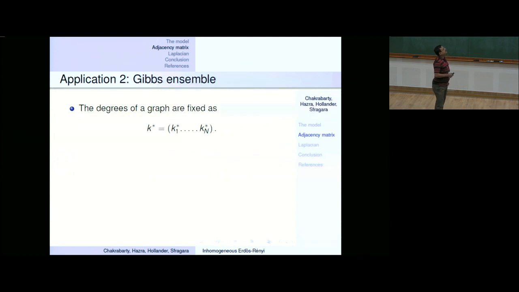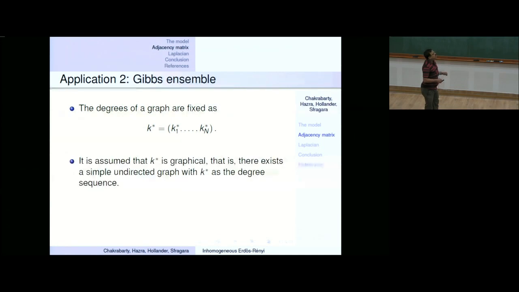The other application is in physics. It's called the Gibbs ensemble. So I fix k_1 star, k_2 star, up to k_n star. I assume that this finite sequence is graphical, that there exists at least one simple undirected graph with this as degree sequence. And then I look at S_n, the set of all simple graphs on 1 to n. This just ensures that this set is non-empty.